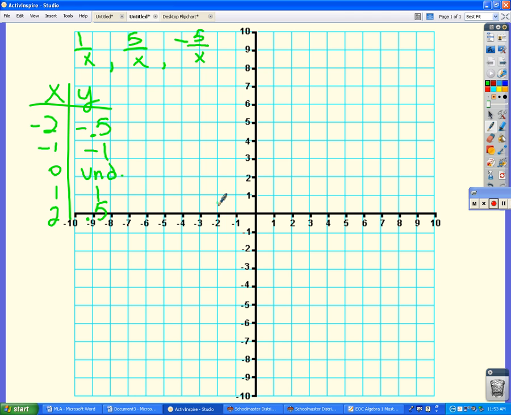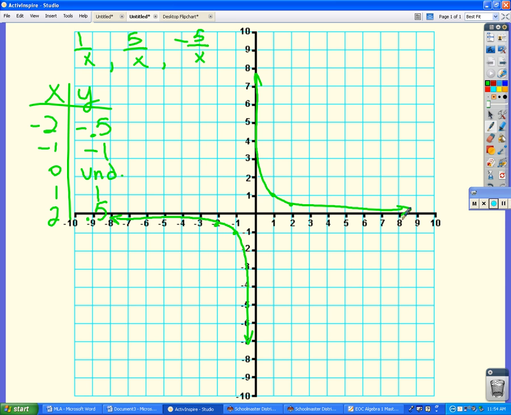Okay, so now I can graph this. So negative 2, negative 0.5 would be there. Negative 1 is there. I can't have anything going on at 0. And then I have 1, 1, and 2, 0.5. Okay? So the way these graphs look, I don't know if you remember this from before, but if I pick numbers that get closer and closer and closer to 0, then 1 over that gets bigger and bigger and bigger. Okay? And same thing on the other side. All right? You need to draw that. Okay, so there's the graph of y equals 1 over x.